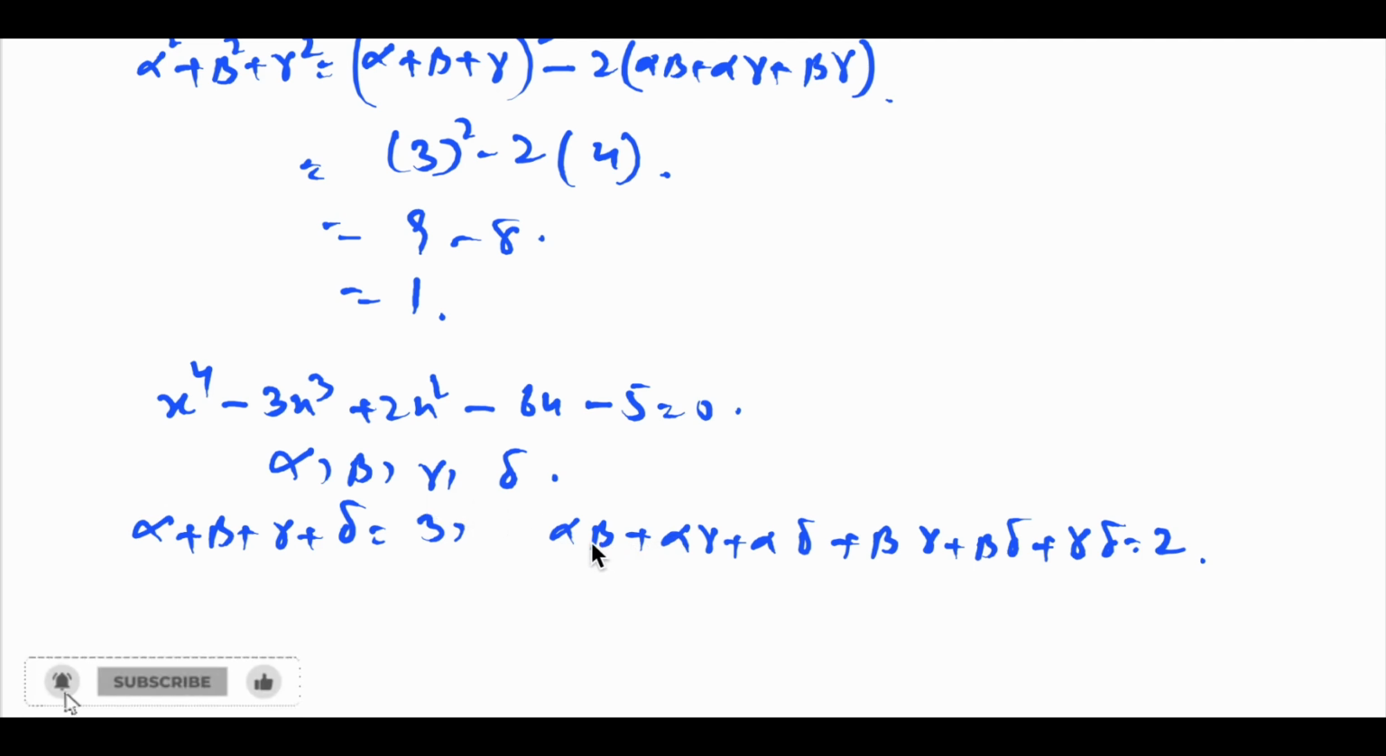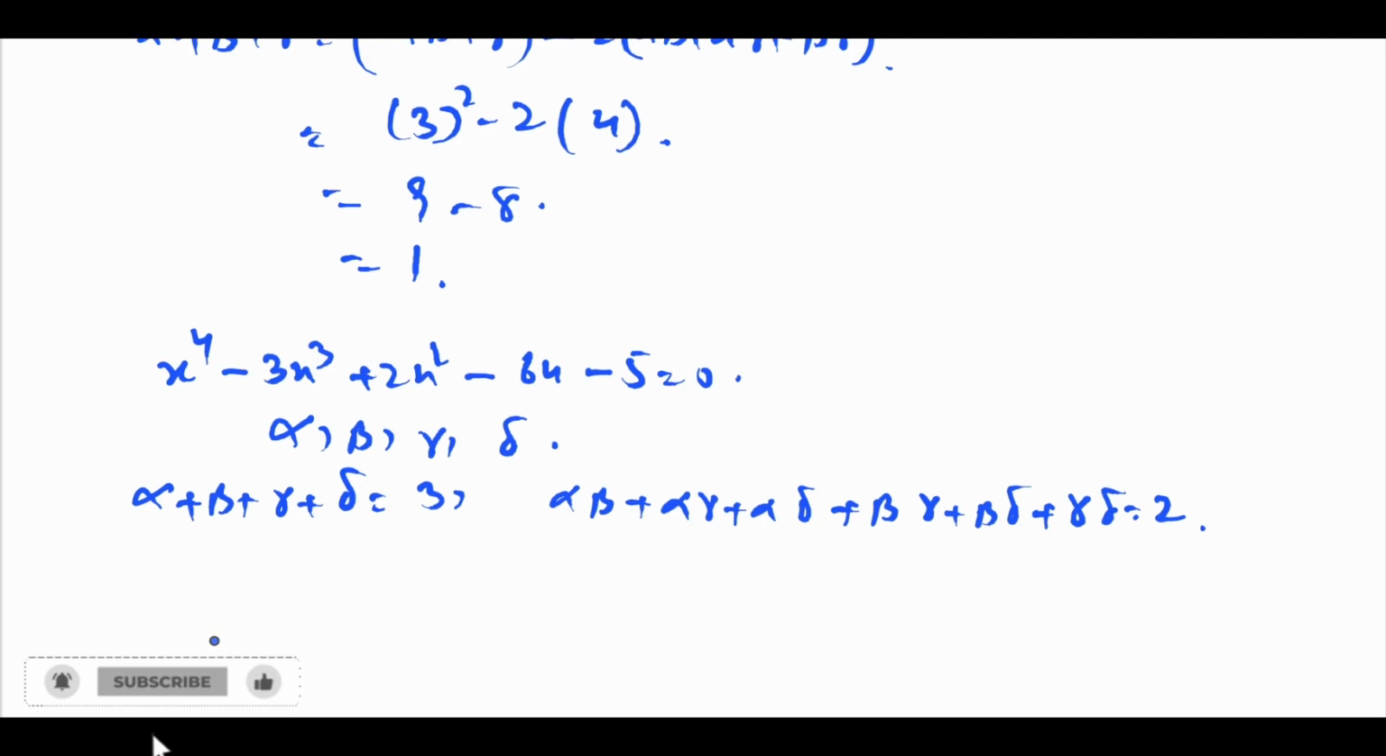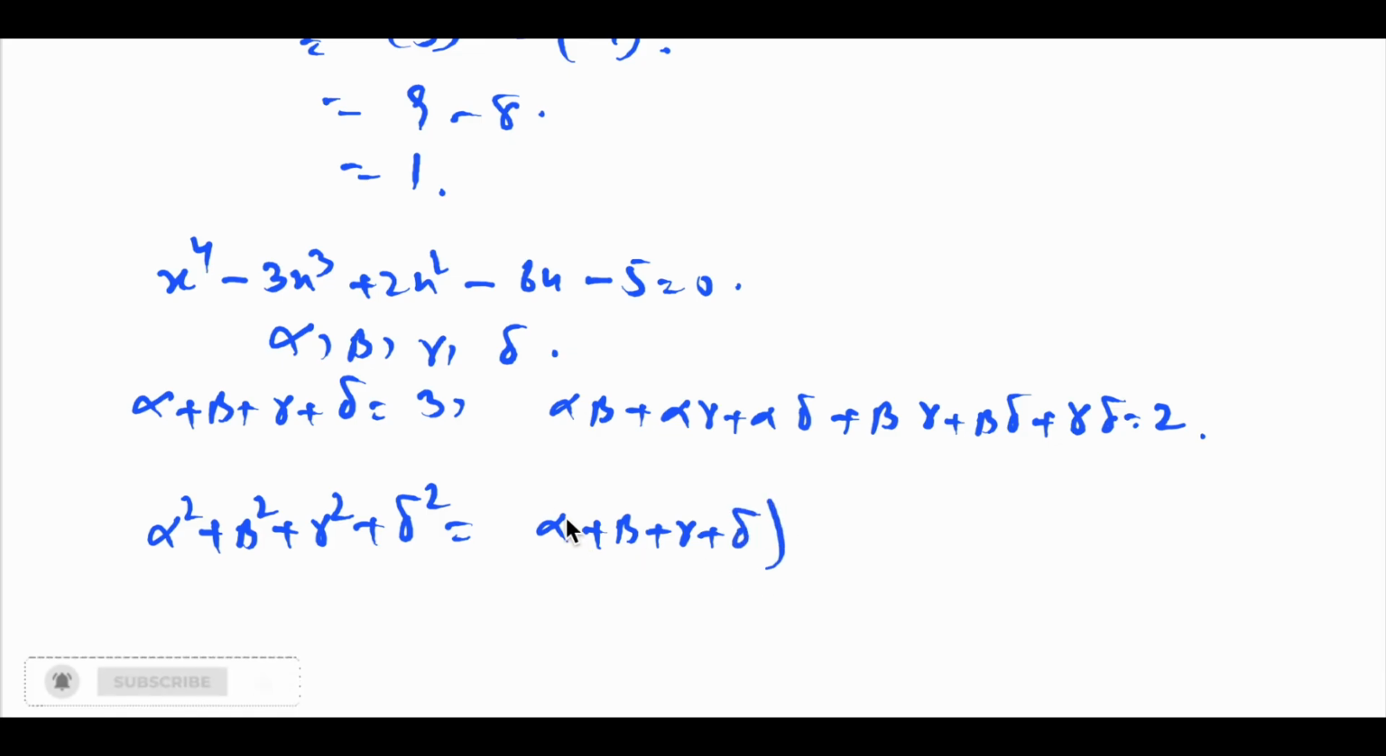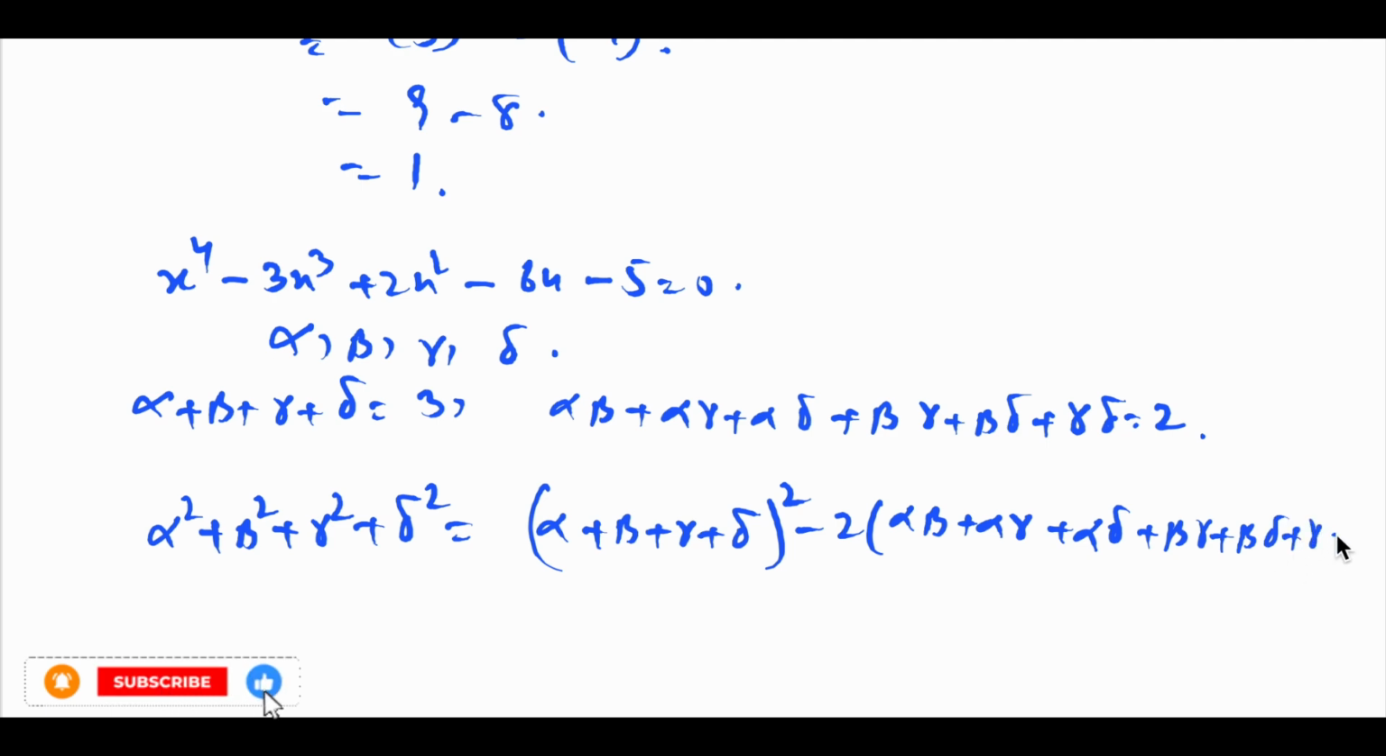I can otherwise write the product of three roots and their sum and the product, but they are not needed here. I need to find alpha square plus beta square plus gamma square plus delta square. It is always equal to alpha plus beta plus gamma plus delta whole square minus 2 times alpha beta plus alpha gamma plus alpha delta plus beta gamma plus beta delta plus gamma delta.